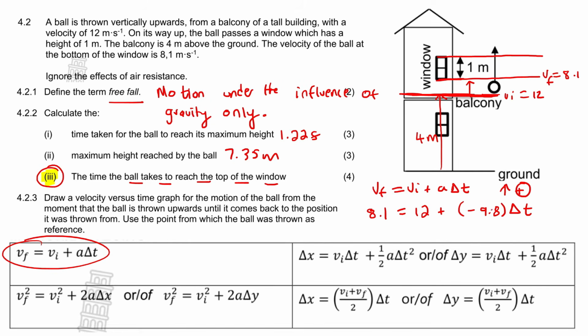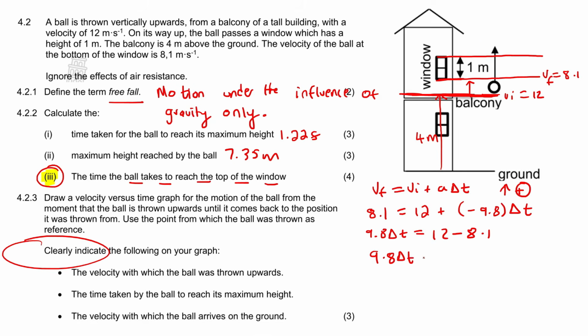And so I'm going to take this over to the other side, and I'm going to bring this over to this side. So you're going to end up with 9.8 delta t on the left, and 12 minus 8.1 on the right. On the left we have 9.8 delta t, and on this side we have 3.9. Let me just double check. 3.9, okay. And then to get delta t by itself, we divide both sides by 9.8. So delta t will be, and this is not the final answer, hey? So I'm not going to round off.